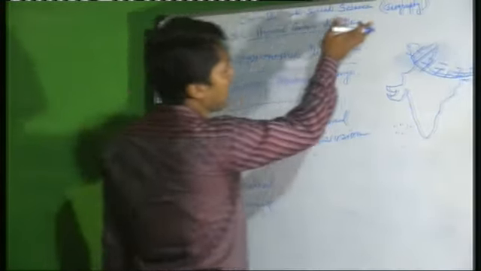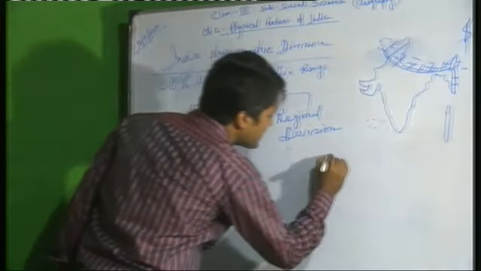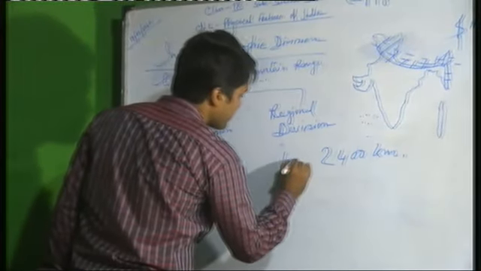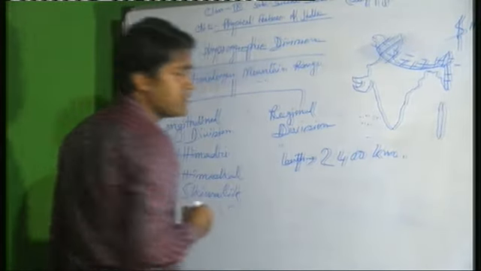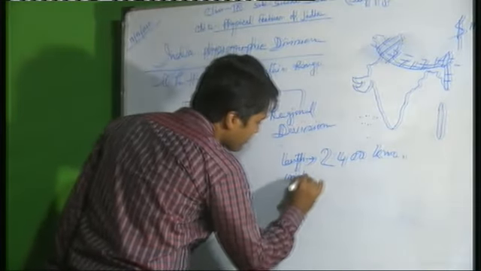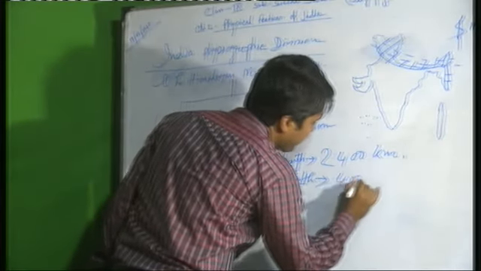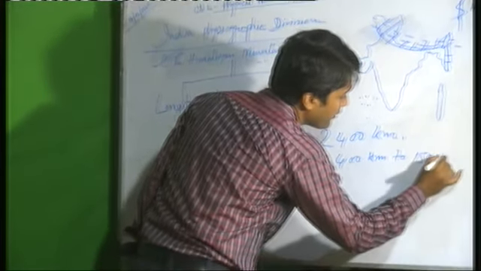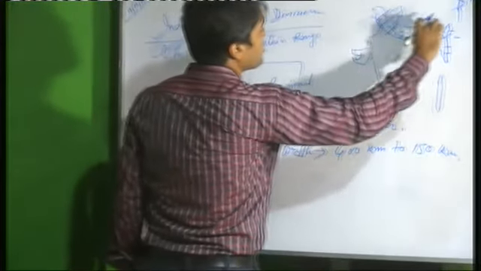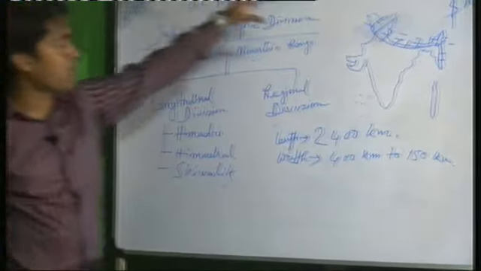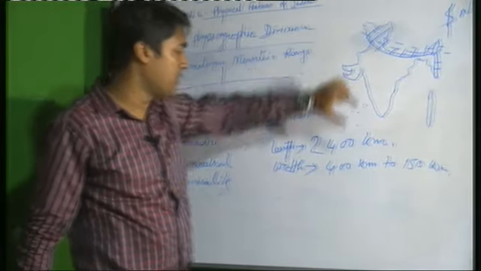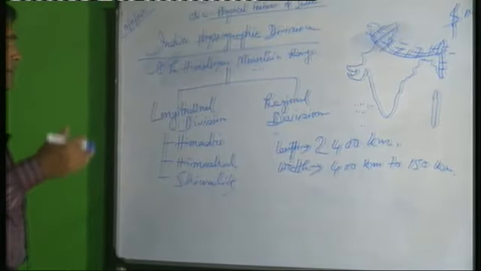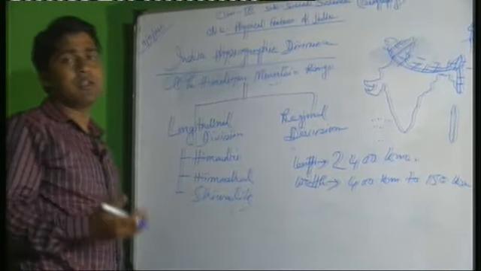The length of the Himalayan mountain range from Jammu Kashmir to Arunachal Pradesh is 2400 km, and the width is 400 km to 150 km. In the western part, in Jammu Kashmir, the width is about 400 km, and in the eastern part 150 km. The height, length and width are also very important about the Himalayan mountain range.